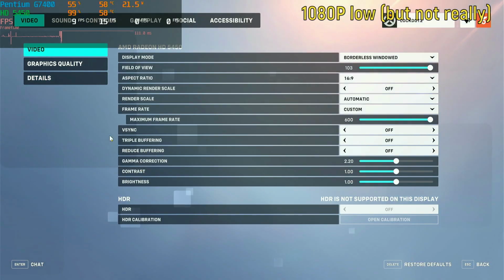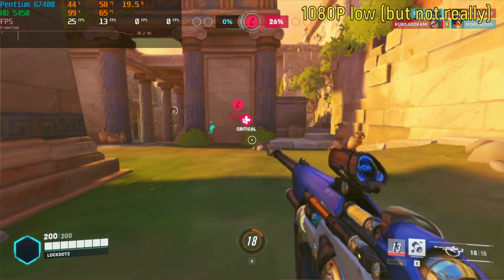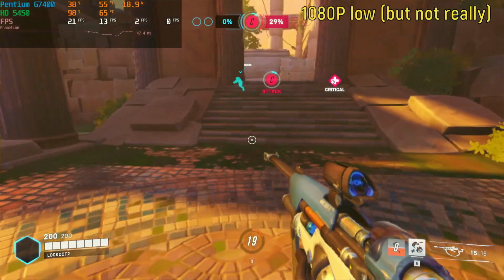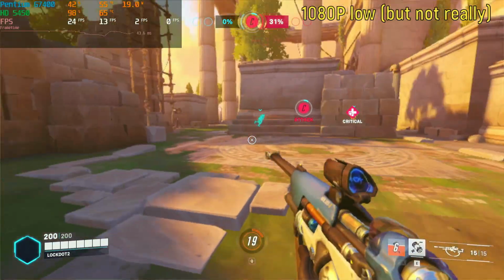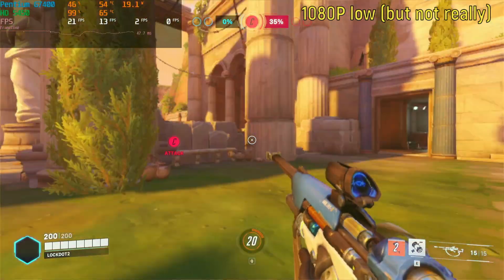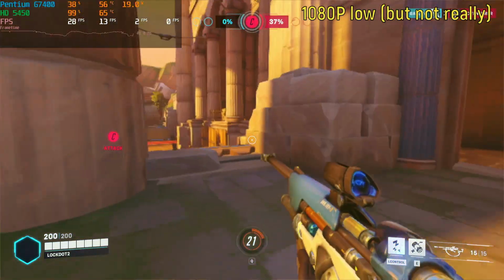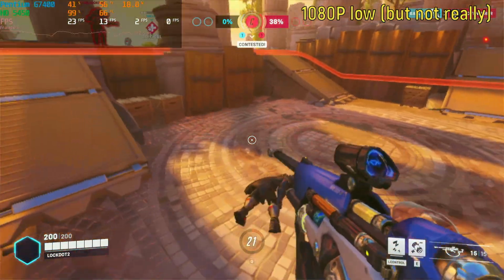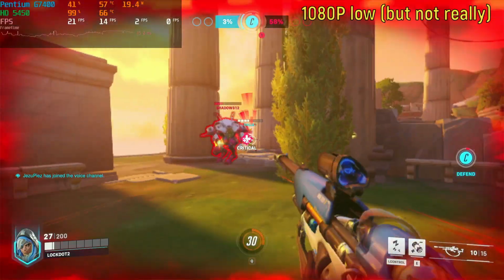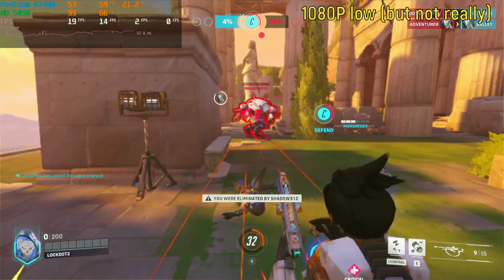At 1080p on the low preset in borderless windowed mode with a 600 frame per second cap and a render scale set to automatic, I was getting roughly in the ballpark of 25 to 30 frames per second. I thought this would be native 1080p, but apparently it is not, because it is still downscaling the game to some other resolution, which is significantly lower than 1080p.